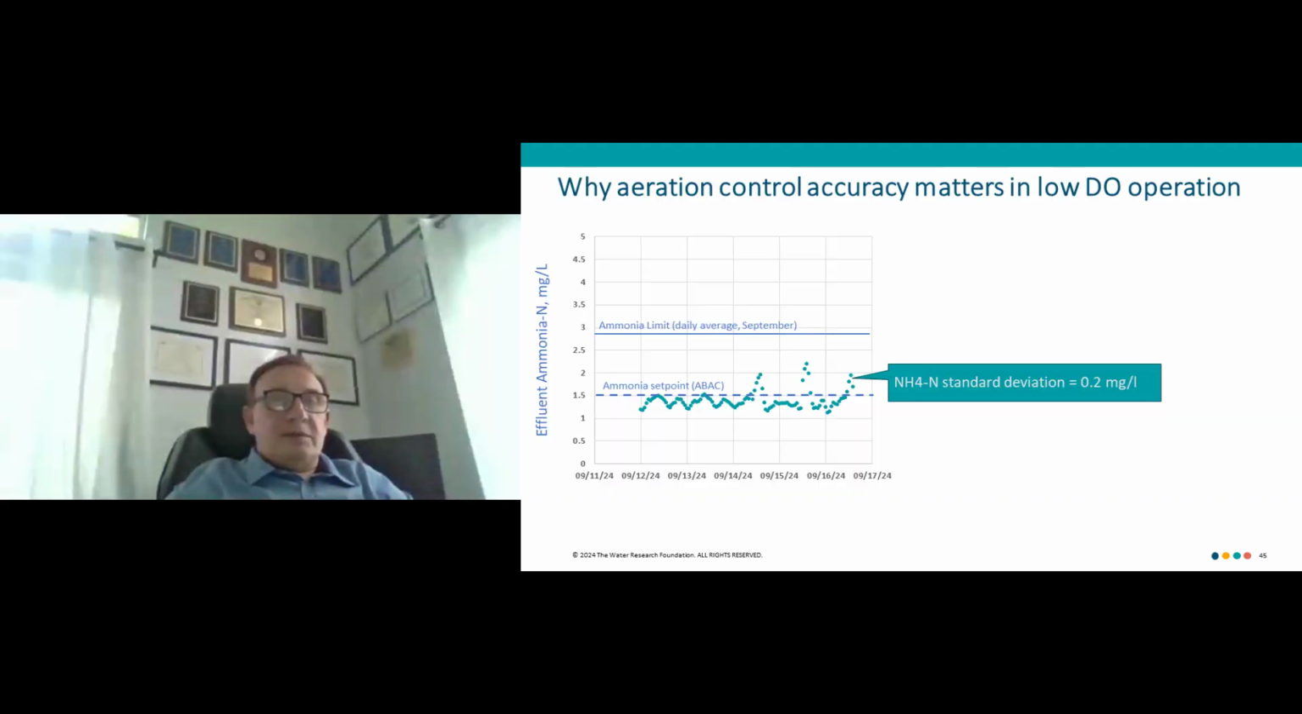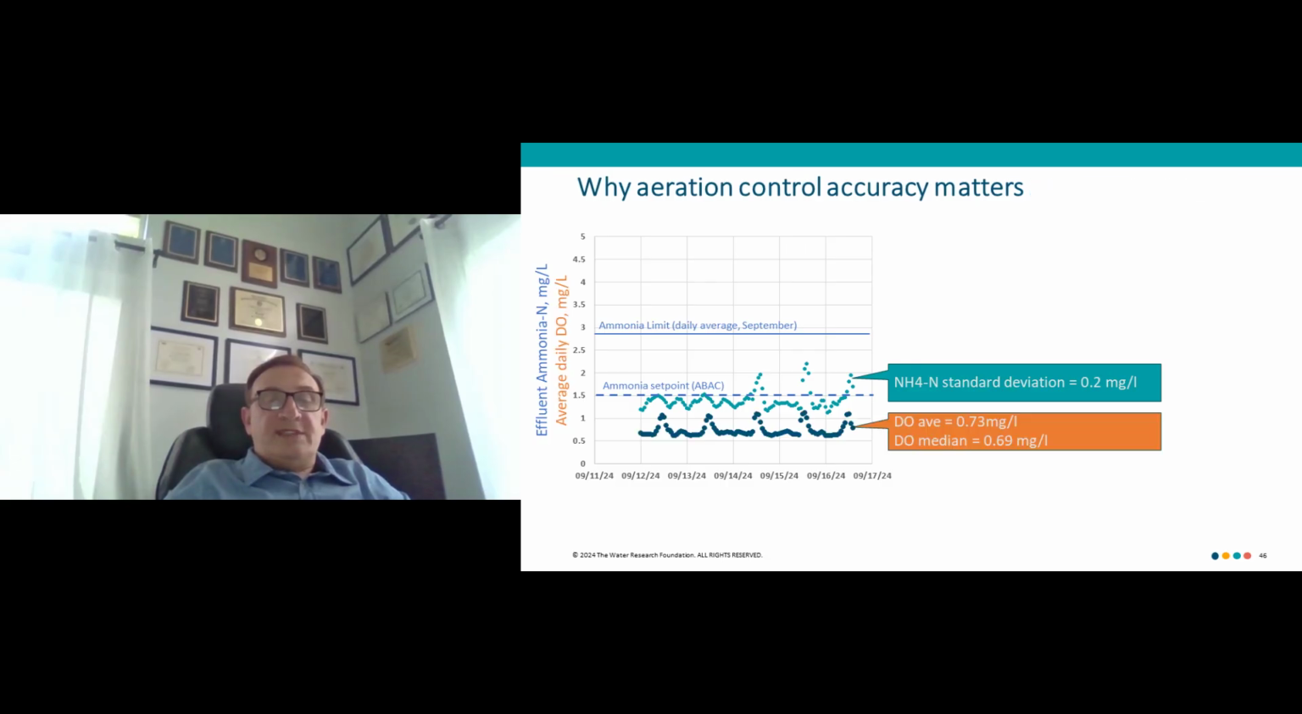Let's start with looking at the field data from this September from Pomona wastewater treatment plant. As you can see here, ammonia level stayed very close to the set point of 1.5 milligram per liter. It was about 1.4 milligram per liter, and the standard deviation was 0.2 milligram per liter. The DO was slightly above 0.7 milligram per liter.